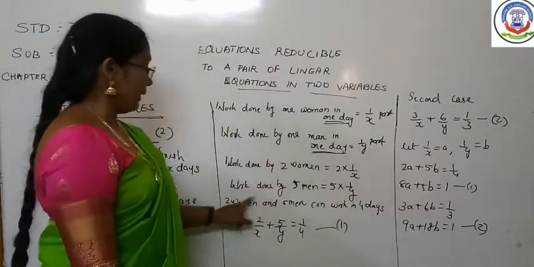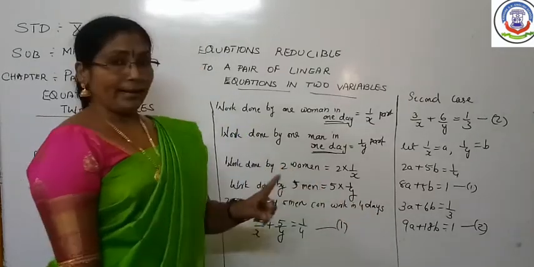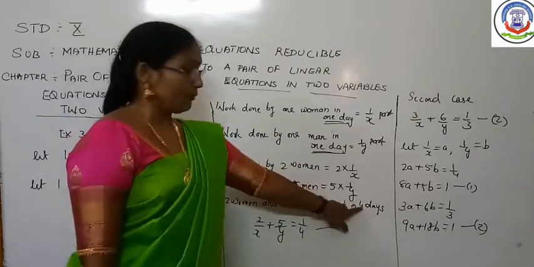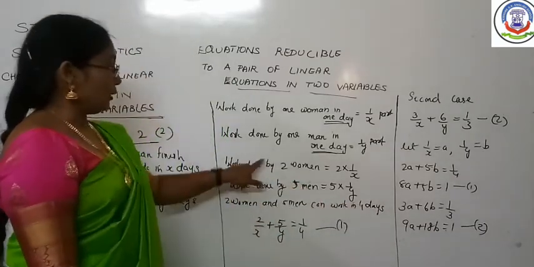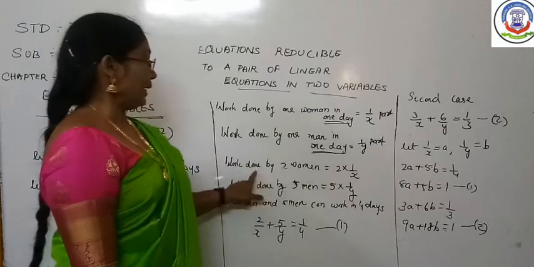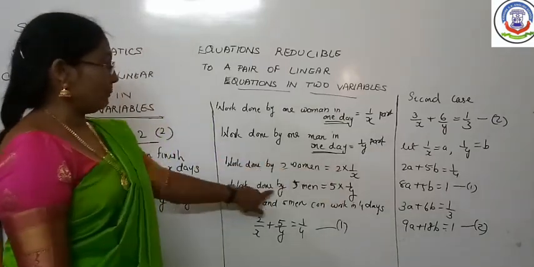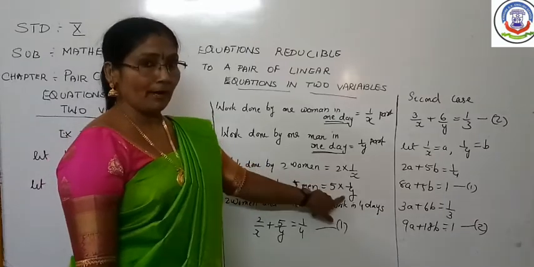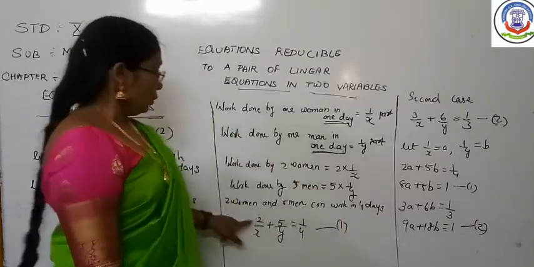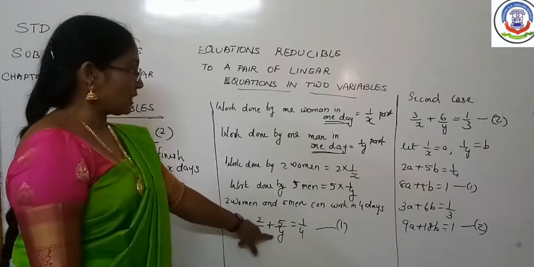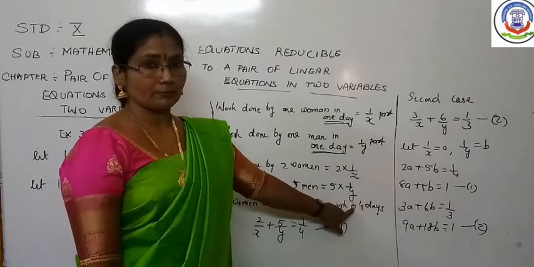That means 2 women and 5 men can work in 4 days. Then in 1 day how much work will be done? 1/4 of this work. Is it right? So work done by 2 women in 1 day is 2 by x, and work done by 5 men in 1 day is 5 by y. But here the question says 4 days. So you will write 2 by x plus 5 by y, in 1 day 1/4 part of this work will be done. Clear for you?